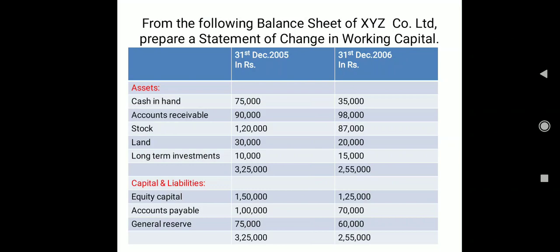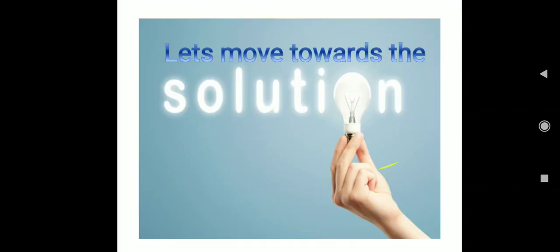Here also the same: out of the 5 assets you have to make out which are your current assets, and out of the 3 things given in capital and liabilities which is your current liability, because as per the formula we have to use only current asset and current liability. So let's move toward the solution.